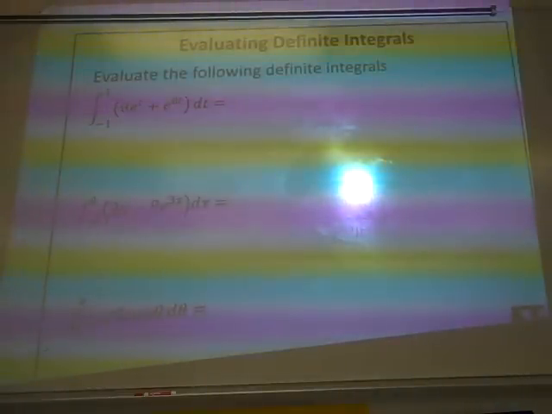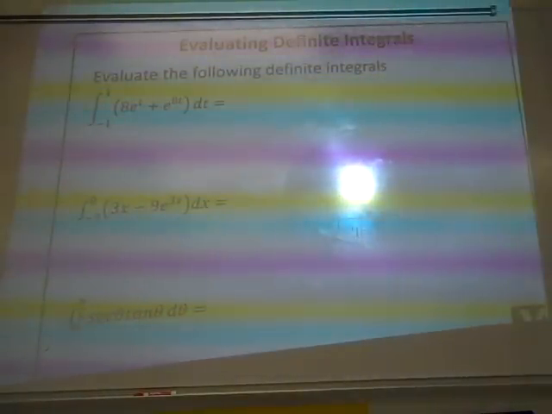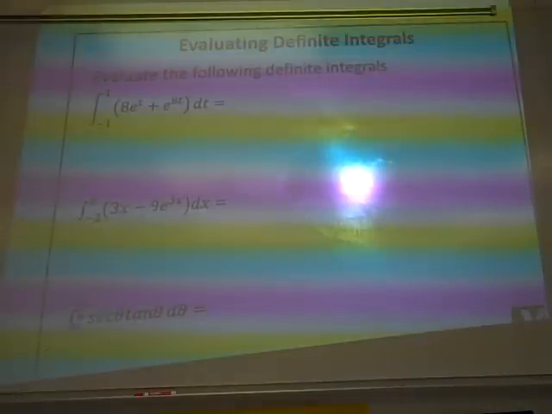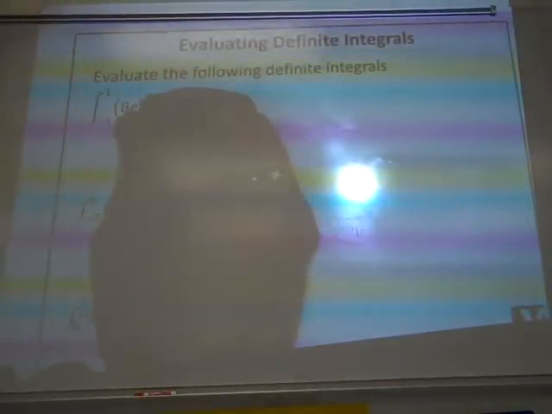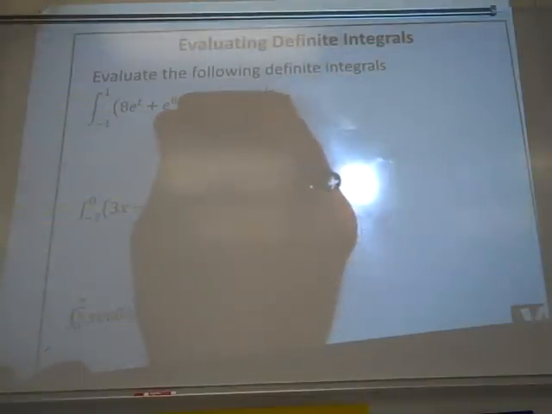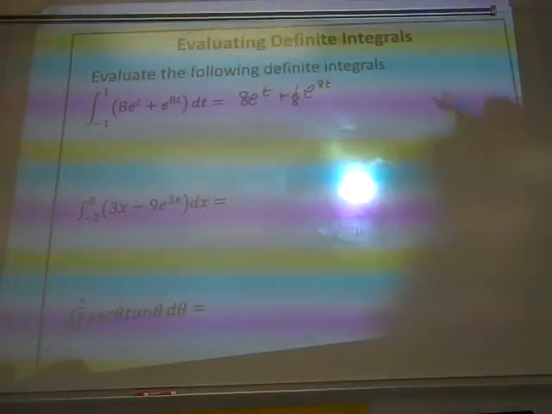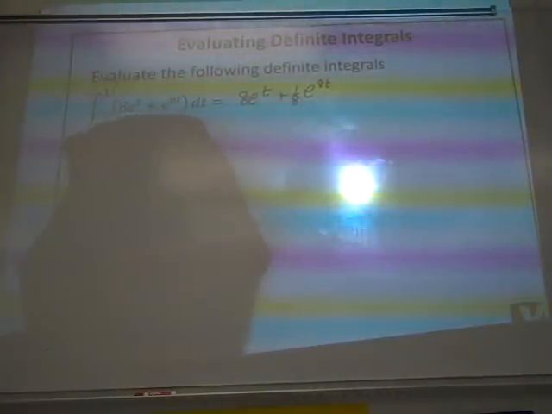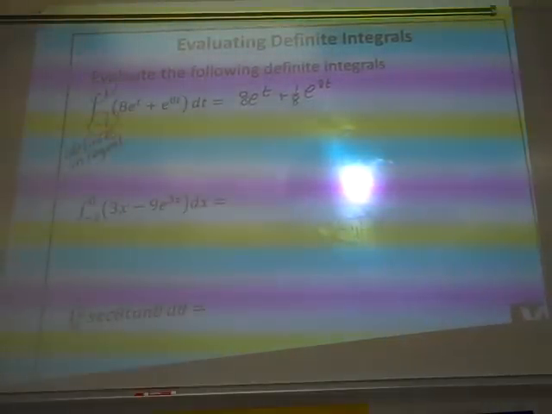Okay, now we move into the land where we're doing definite integrals, again, without the calculator. And so the process here, and I forgot to include it in the video, is we're going to first find the antiderivative. So the antiderivative of 8e to the t is 8e to the t, plus the antiderivative of e to the 8t is e to the 8t times 1/8. With a definite integral, remember it's a definite integral because we have these limits of integration. Okay, this makes it a definite integral.